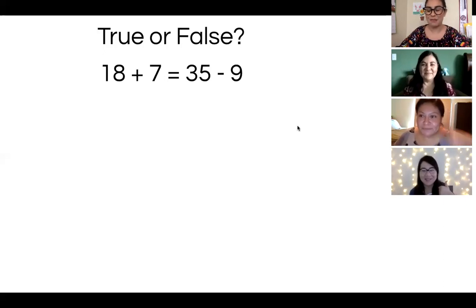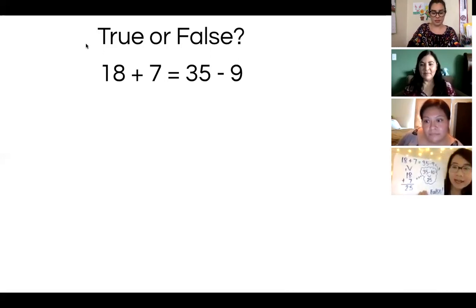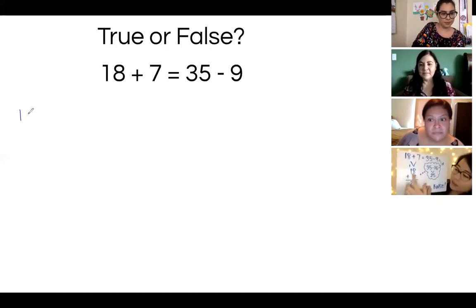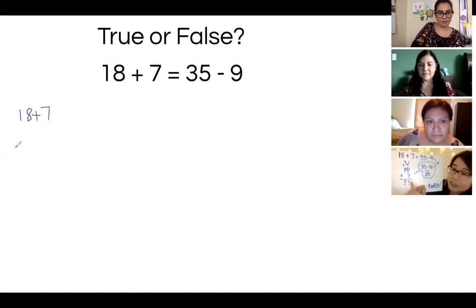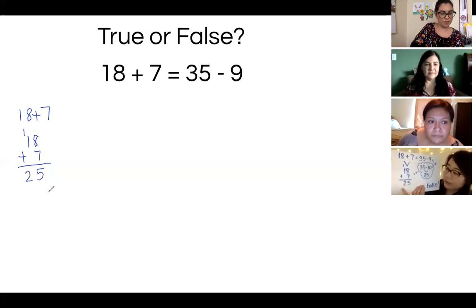All right, let's start with Ms. T. Ms. T, what was your strategy and how did you use it to solve our problem today? So first, I did the algorithm strategy on this side of the equation. So I did 18 plus 7. I drew it vertically because that's how we set up for algorithm. And I always do my ones place first. So 8 plus 7. I counted on in my head: 8, 9, 10, 11, 12, 13, 14, 15. Then I put the 5 from the 15 in the ones place and the 1 in the tens place. So 1 plus 1 equals 2. So I know my total here is 25.